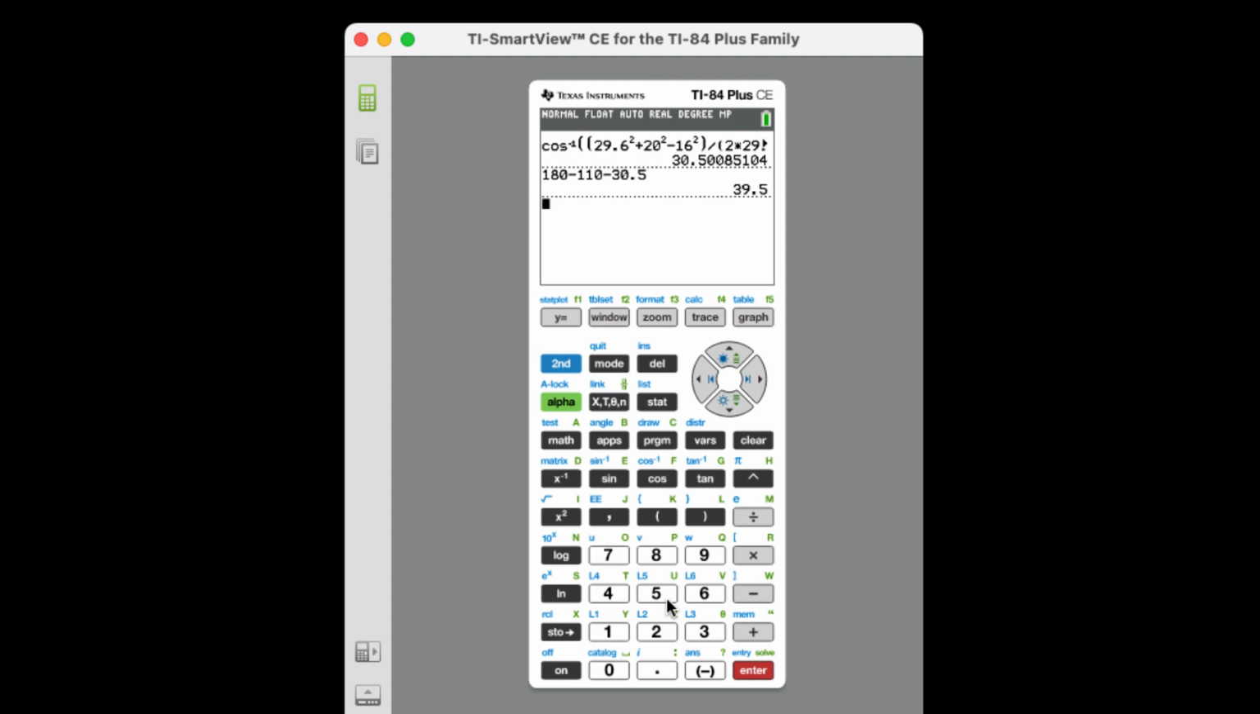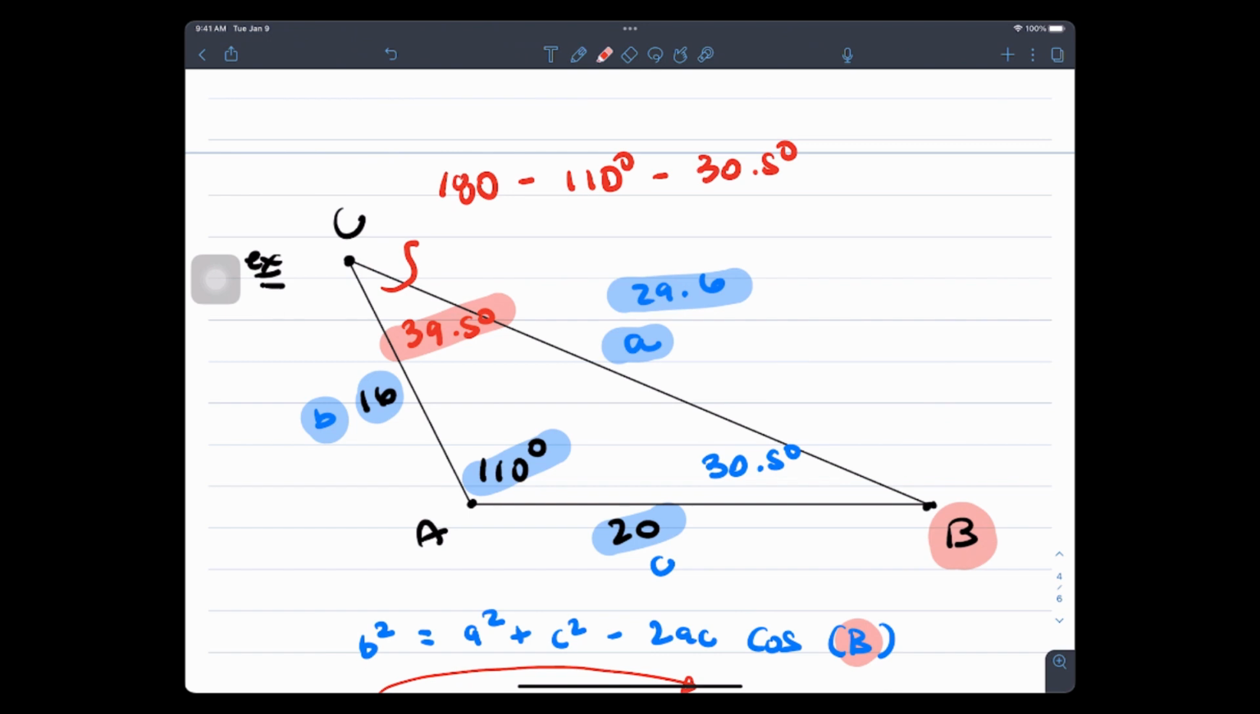You end up with 39 point what? 5 degrees. Is that true? And so, ladies and gentlemen, that's what you do here. This is how we solve a triangle. We've got to get all that information. Solving triangles is important. So you're learning some skills, law of sines, law of cosines.